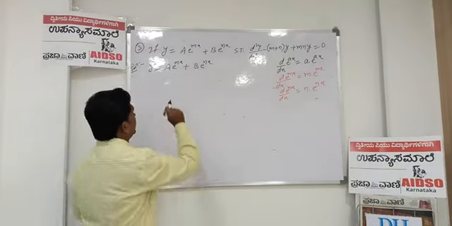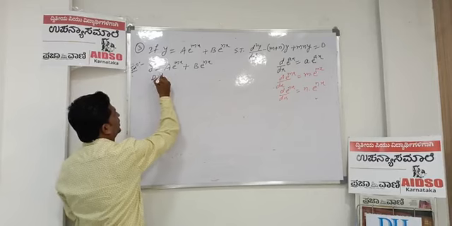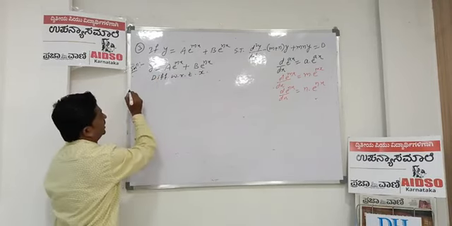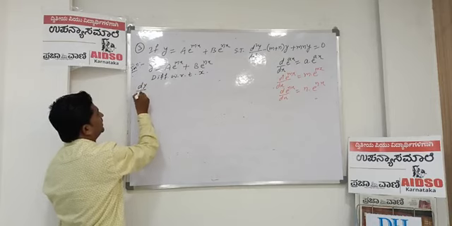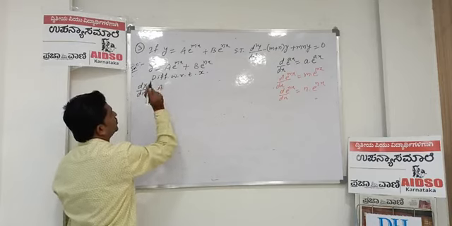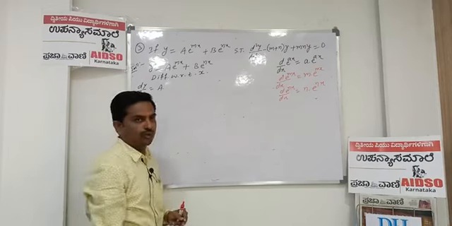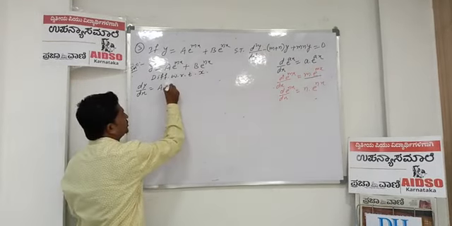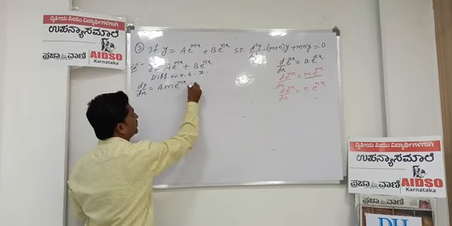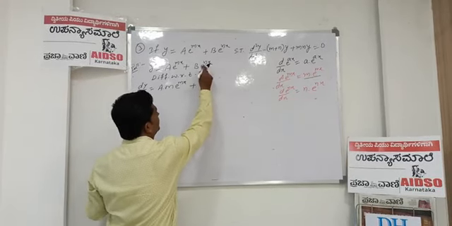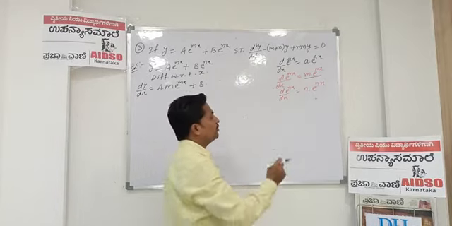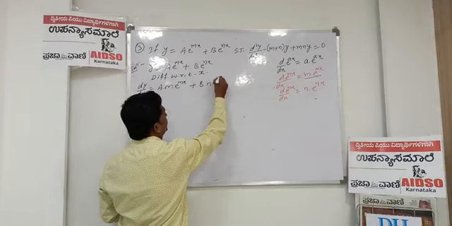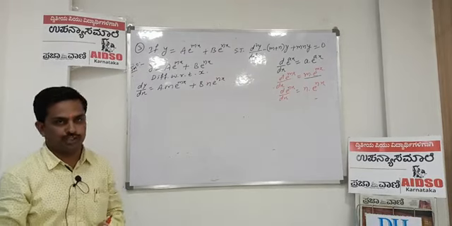So therefore, in order to solve this, the first step is to differentiate with respect to x. Then dy by dx is equals to a into the derivative of e to the power mx. What is the derivative of e to the power mx? It is m into e to the power mx, plus b into e to the power nx, and the derivative of e to the power nx is what? n into e to the power nx. This is the dy by dx value.